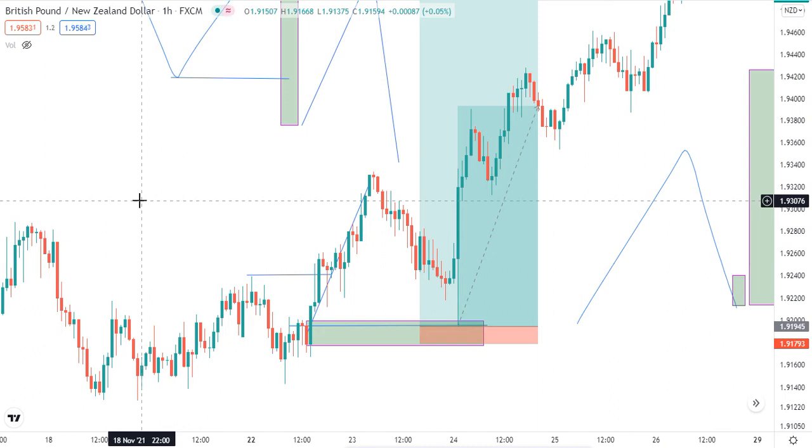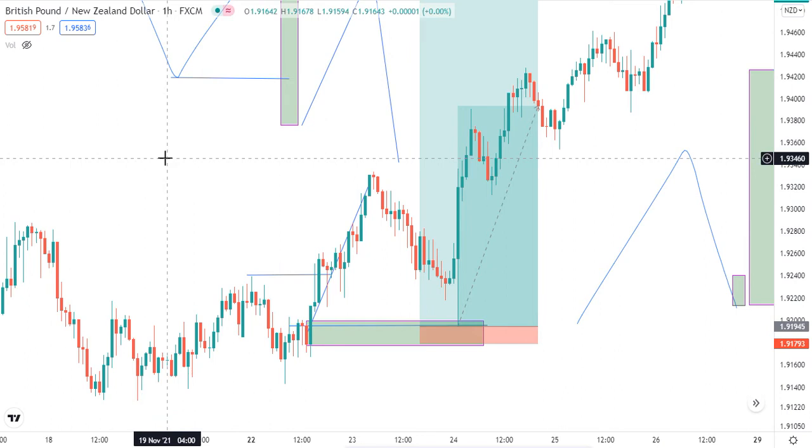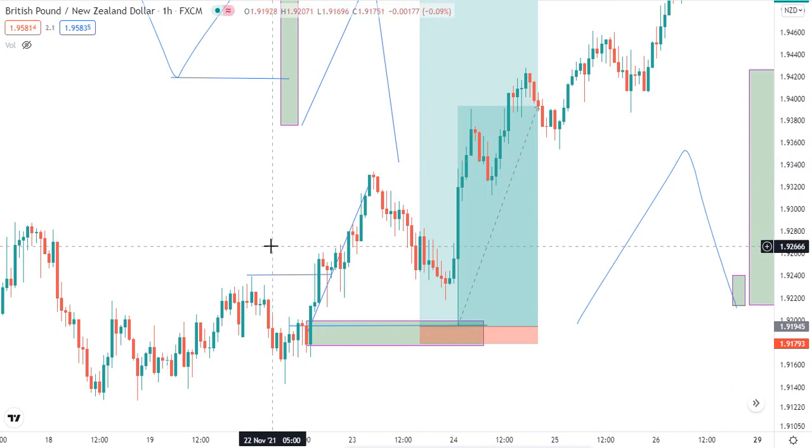Order block is just a fancy name for supply and demand. If you know supply and demand, that's an order block. Where there's supply, there's an order block. Where there's demand, there's an order block. That's simple, guys. In another simple way to understand order blocks, I can say order blocks are areas where institutions are either buying or selling the market.